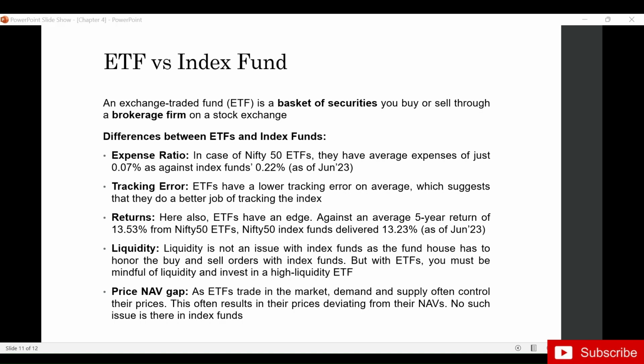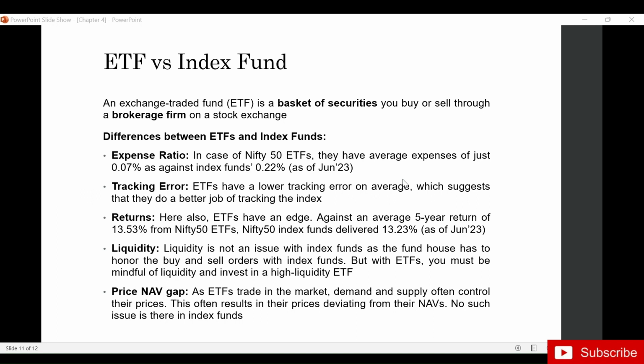Now we talk about the fourth parameter, which is liquidity. Liquidity is not a cause of concern with index funds because the fund house has to honor the buy and sell orders. But with ETFs, before investing, an investor has to be careful about the liquidity, and should only invest in ETFs which have high liquidity. There are lots of ETFs in the market where the liquidity is low, and an investor should refrain from investing in such ETFs.